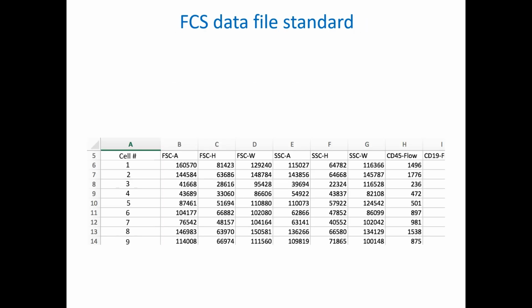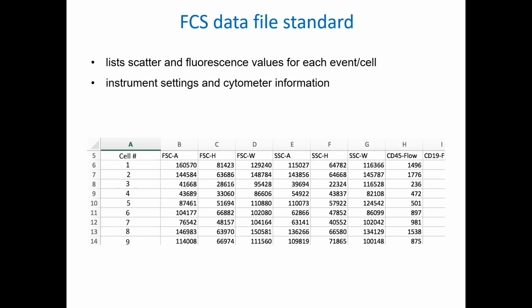The FCS data file format is standardized across the industry so that they're readable by pretty much all of the data analysis software packages. The saved data file lists scatter and fluorescence values for each cell and event, contains instrument settings and cytometer information, as well as experiment and sample identification and annotations. It's important to annotate all the pertinent sample and experimental information into the data file when you are running your samples and acquiring the data. It's saved with a file, and then it can be retrieved or searched when doing post-acquisition analysis, maybe a year or two from now when you've totally forgotten what you did.